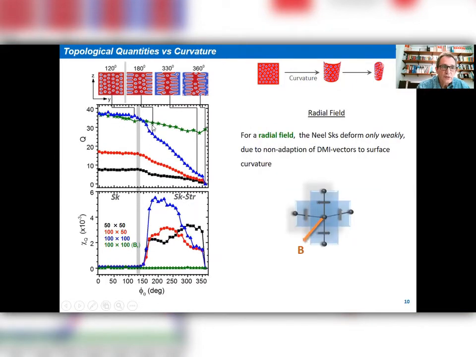Finally, it's interesting to see what happens if you apply a radial field. In this case, the skyrmions do not deform substantially. The topological charge is well preserved. And that would be an ideal case to use if you want to have skyrmions in a nanotube.